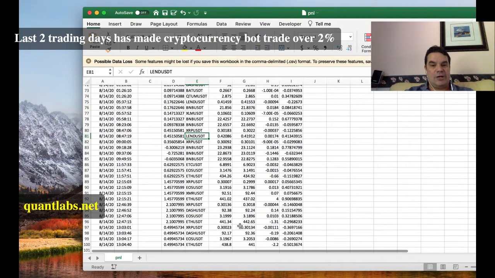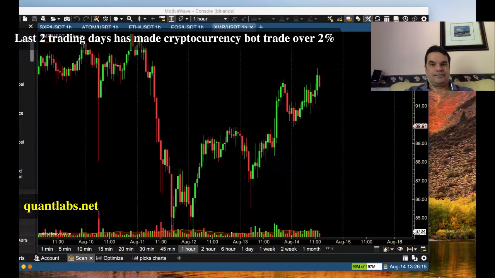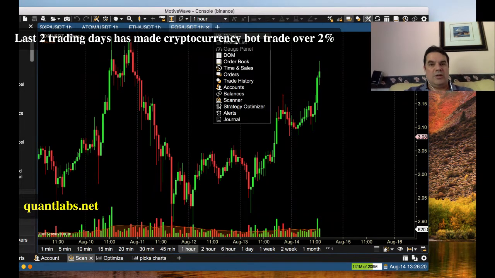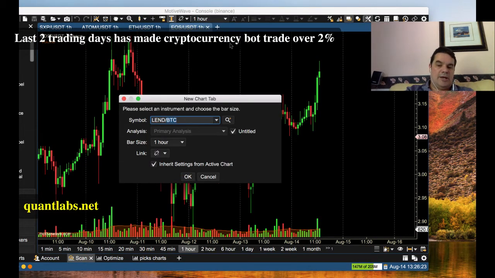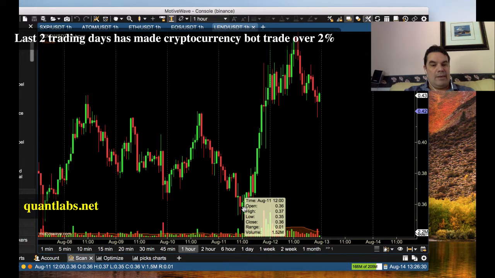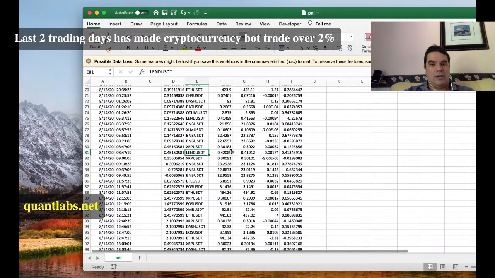So we got this other coin here called Lend. Let's check that out. But some of these larger altcoins are doing really good. USDT. So here you can see 11 a.m. on August 11th from 36 cents a buck to 46 cents, and it drops off. So that's a 10+% move as well. That was yesterday.